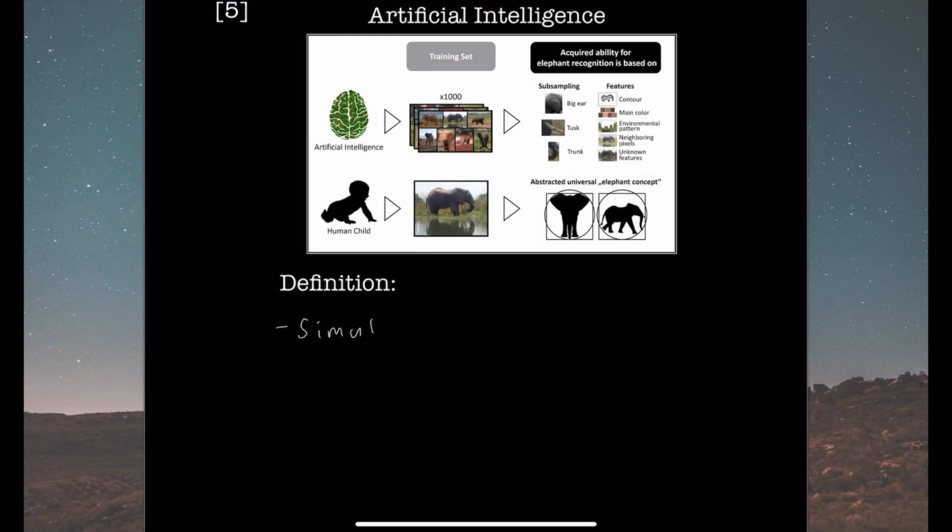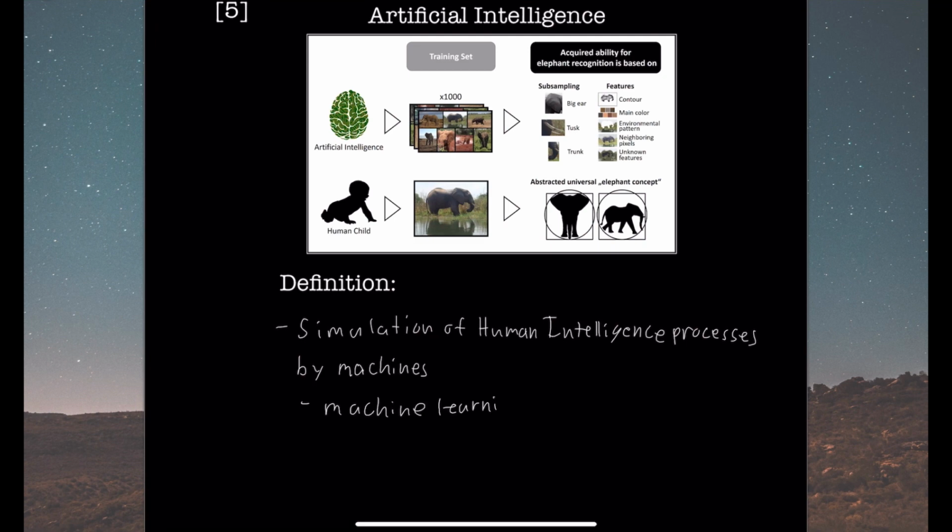Next, I will be talking about artificial intelligence, and the definition of artificial intelligence would be the simulation of human intelligence processes by machines. This would include machine learning, which is the ability to learn from a data set without having complex rules.